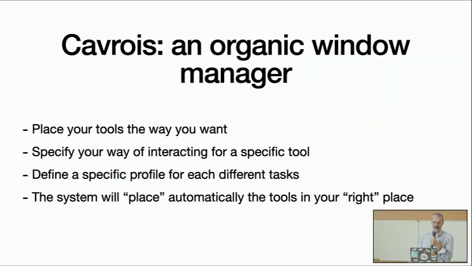So basically in Cavrois, this is really easy. You place the tool you want on the screen, you press a button, and it snapshots the tools. Then you can add an interaction to each of the placeholders that you took like that. And then, when you open a new tool, it will go to the place following the interaction that you specified. I will show you that.